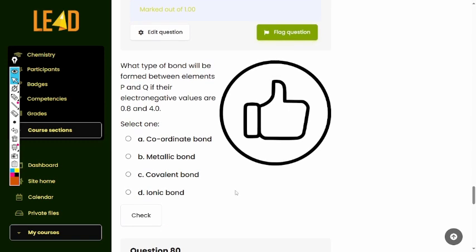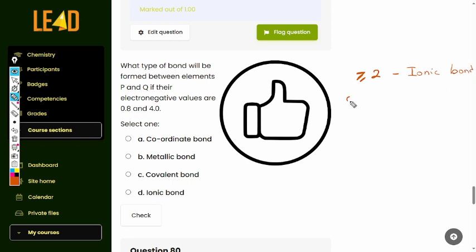79. What type of bond will be formed between elements P and Q if their electronegative values are 0.8 and 4? Okay, so there's a range with which we know the kind of bond that is formed between elements based on their electronegativity values. If we have a difference of greater than or equal to 2, you have an ionic bond.